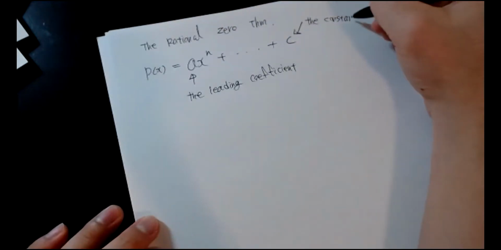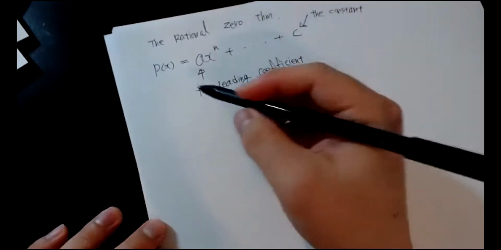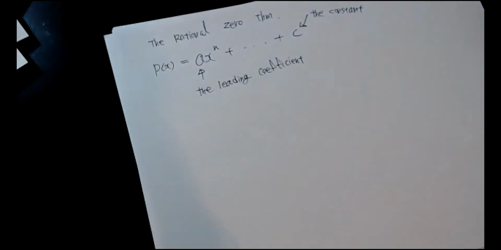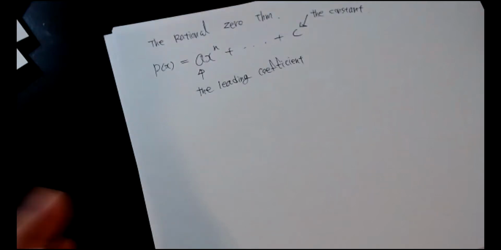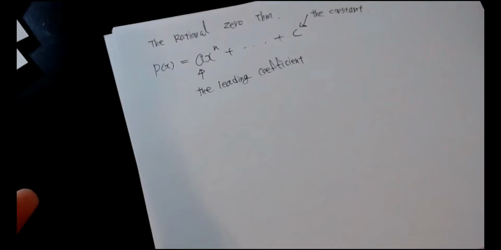Constant, right? And then I want to find the rational zeros. Here, rational zeros means that we want to find zeros that are rational numbers. Maybe we're gonna get zeros that are complex numbers, but we ignore those cases. First we want to find the rational zeros.